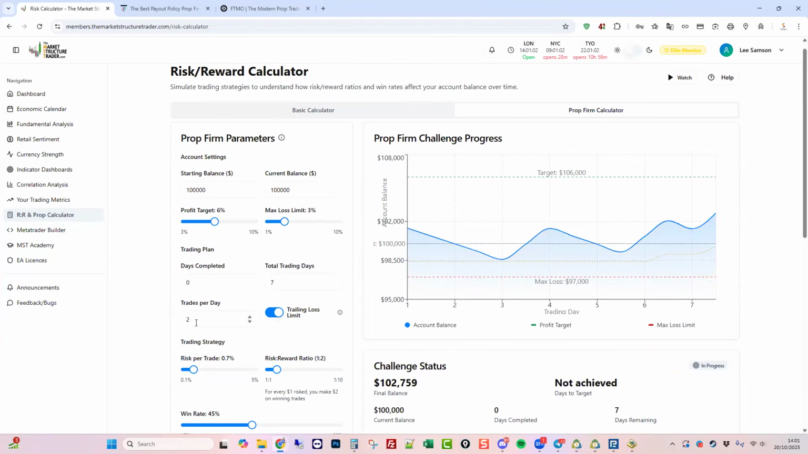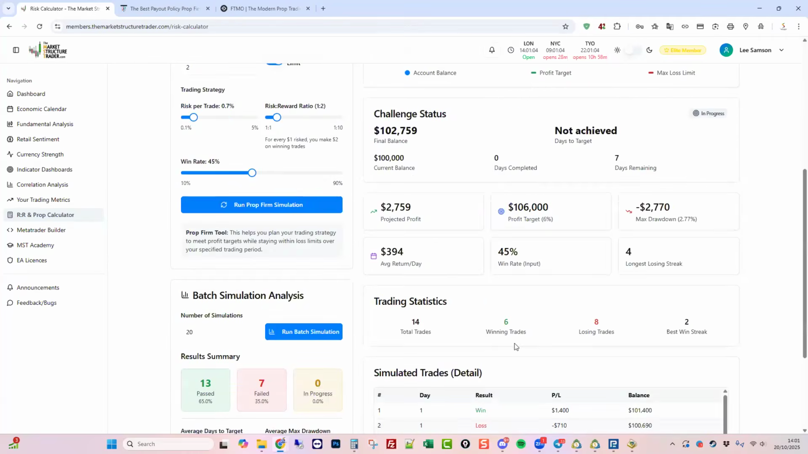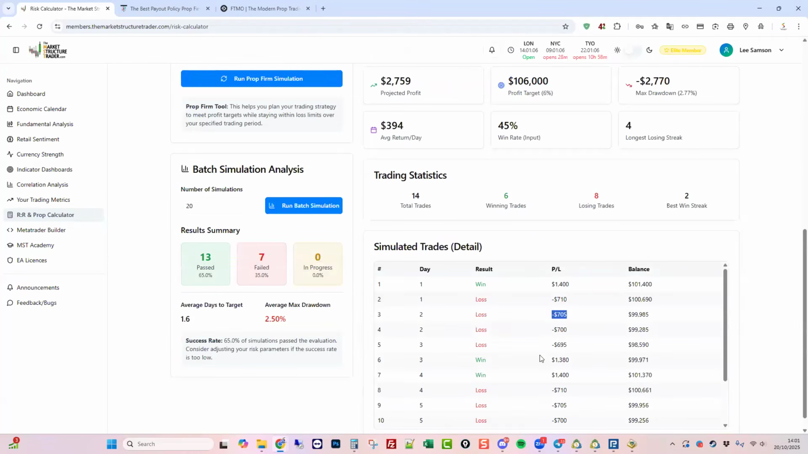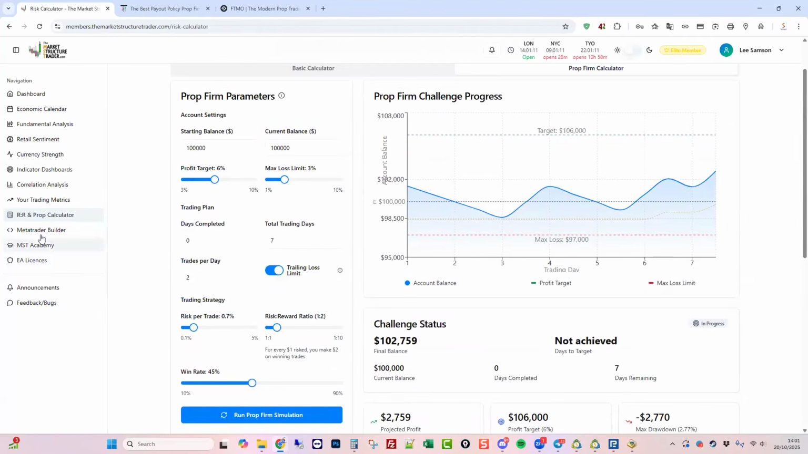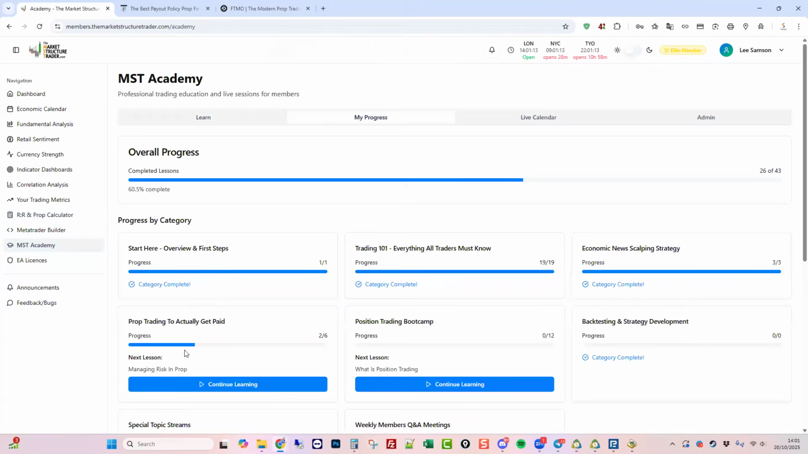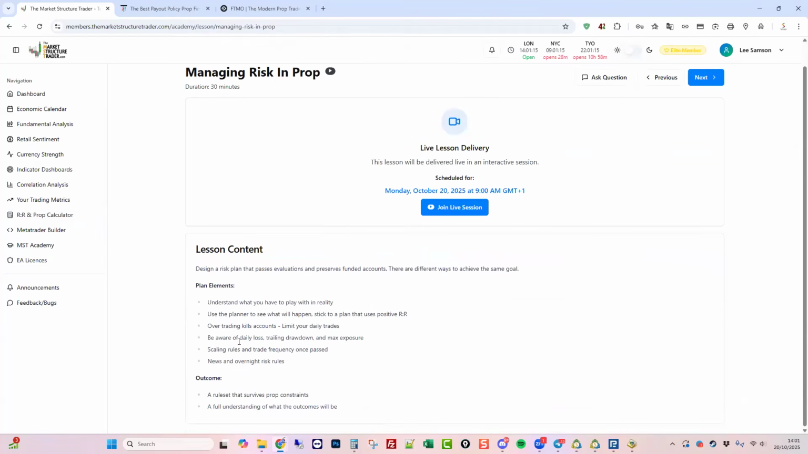So if you do this with low numbers and high risk, you're going to find that you can't take more than a couple of trades a day anyway, because you're going to hit those loss targets. So keep the number of trades low, keep the risk fairly high, and just take those high targets, and limit your daily trades and limit your maximum loss. So your daily loss, your trailing drawdowns, max exposure, you're never going to really hit with most trading firms.